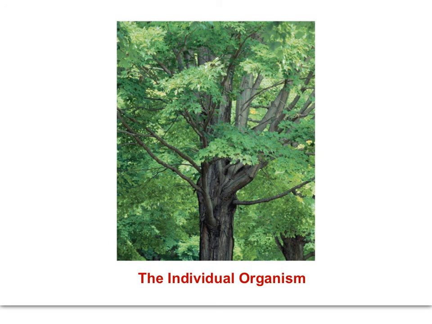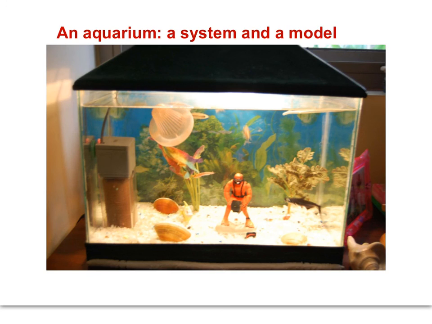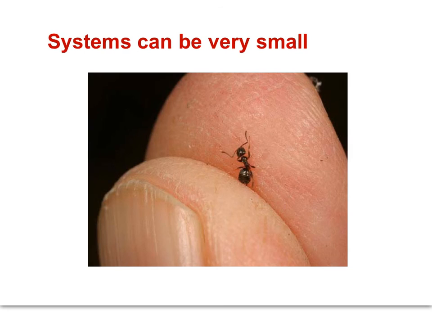The individual organism is a system, an open system. An aquarium is a system, an open system. And systems can be very small. This ant is an open system.